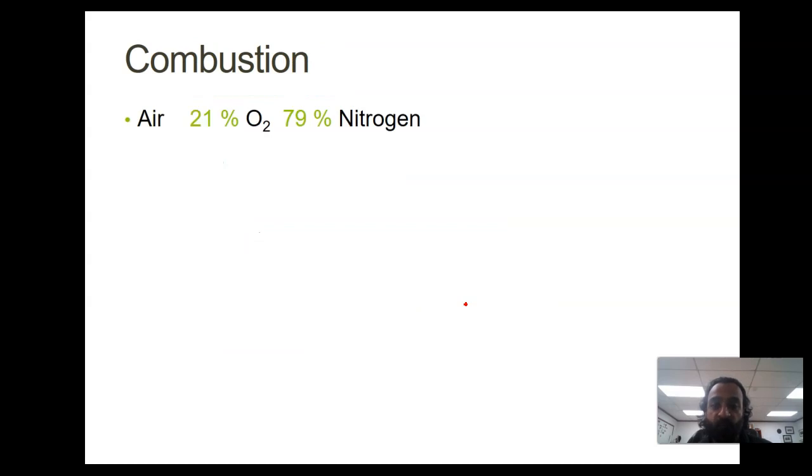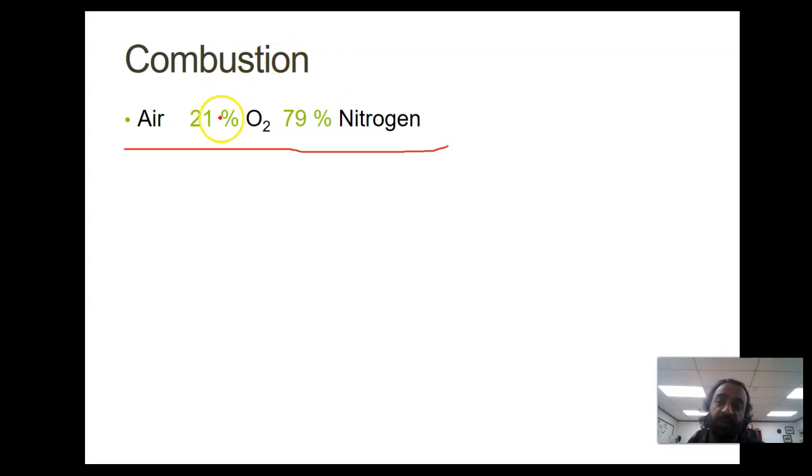Okay, some conversions again. Combustion air is 21% oxygen, 79% nitrogen. Please try to remember that. This question comes up a lot when you do the test for the oil burner technician license. They will always ask you what air is composed of.